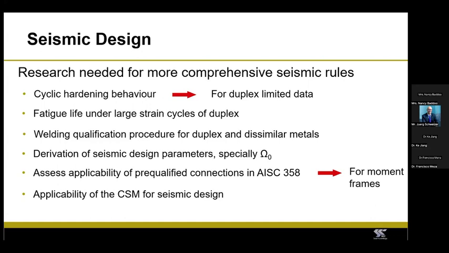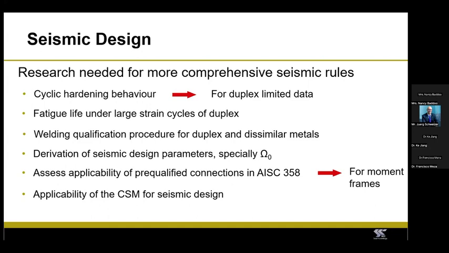Another aspect that is worth researching is assessing whether the pre-qualified connections that are currently used for carbon steel moment resisting frames can also be used for stainless steel frames. This type of research will require testing of some of the connections that have been developed for carbon steel to see if they can meet the seismic requirements. In this case, the stiffness requirements are the ones that require more investigation.